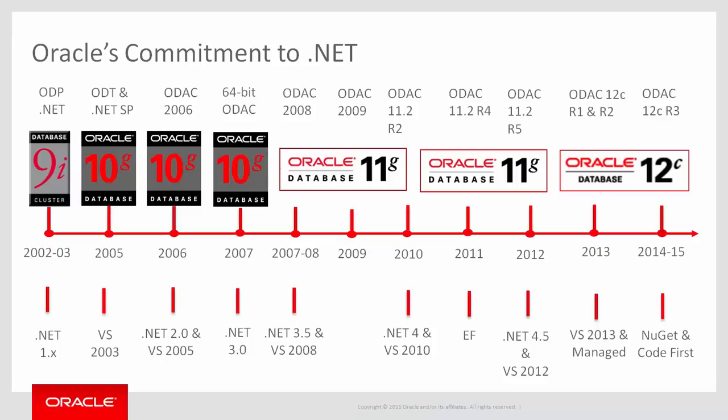So as you can see, Oracle's been committed to the .NET platform since it started out back in the early 2000s. So as you can see from this graphic, as Microsoft came out with new versions of .NET and new versions of Visual Studio through the years, we have always had a new version of our data provider and other tools to support that. So in this graphic where you see ODAC, that means Oracle Data Access Components, which is our bundle of .NET products. So not only did we support the latest features in .NET and the latest Visual Studio versions, but as you can see, we also added support for the enterprise features in new Oracle database versions as it went from Oracle 9i all the way up through Oracle 12c.